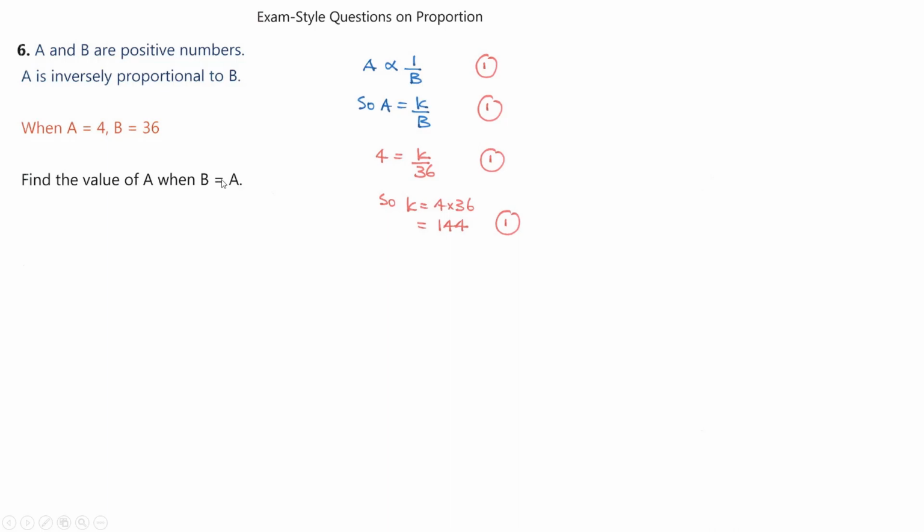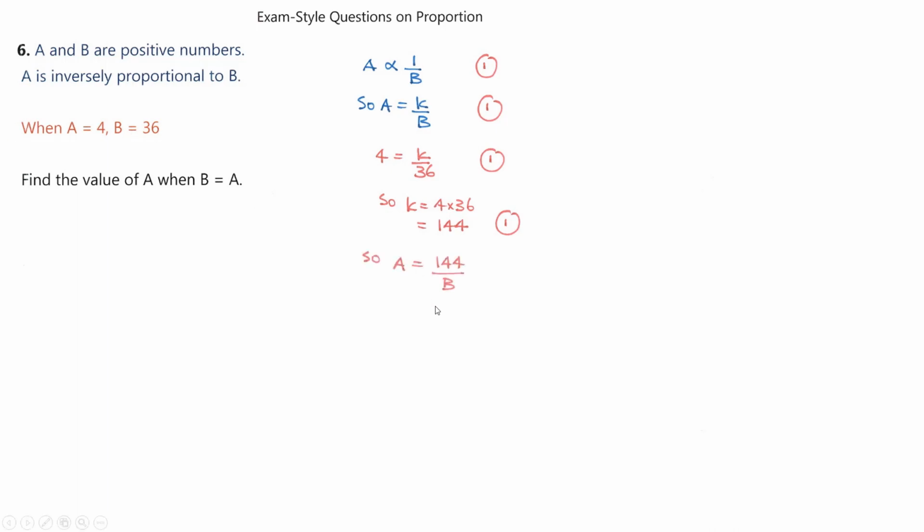Next step, it says find the value of a when b equals a. Now let's think about what that means. At the moment, a is 4 and b is 36. There's an inverse relationship, which means that as this becomes bigger, this becomes smaller. If we kept on making this bigger and this smaller, there'd be a point where these two things would be the same. For example, if we doubled that to make 8, this would halve and be 18. They're getting closer together. So what is the number when they're both the same?